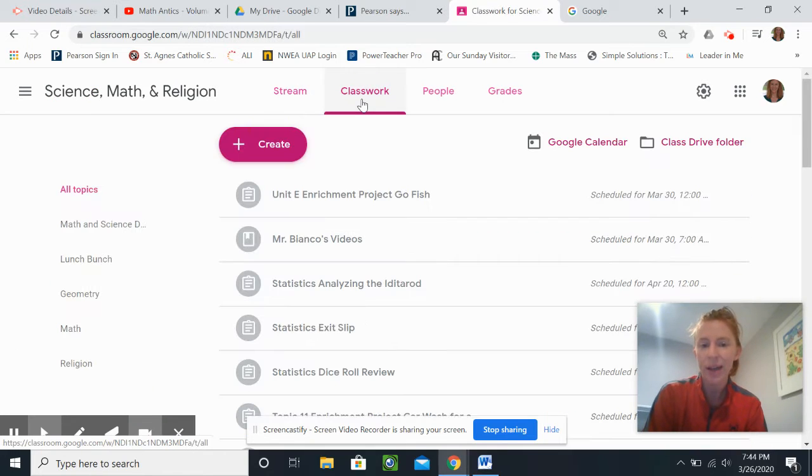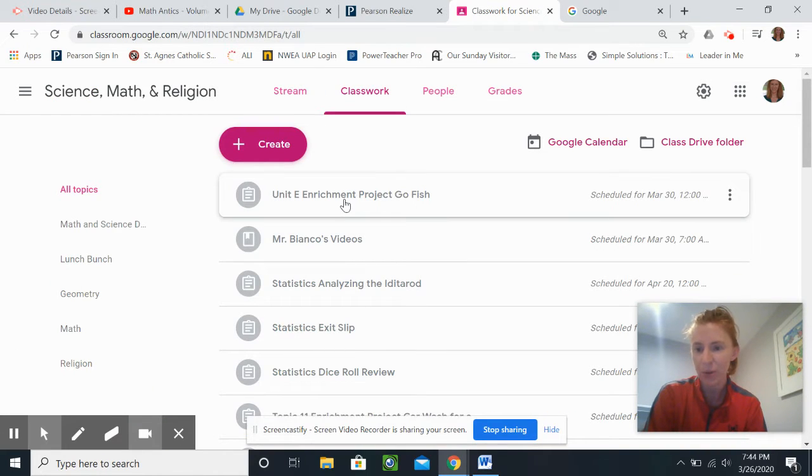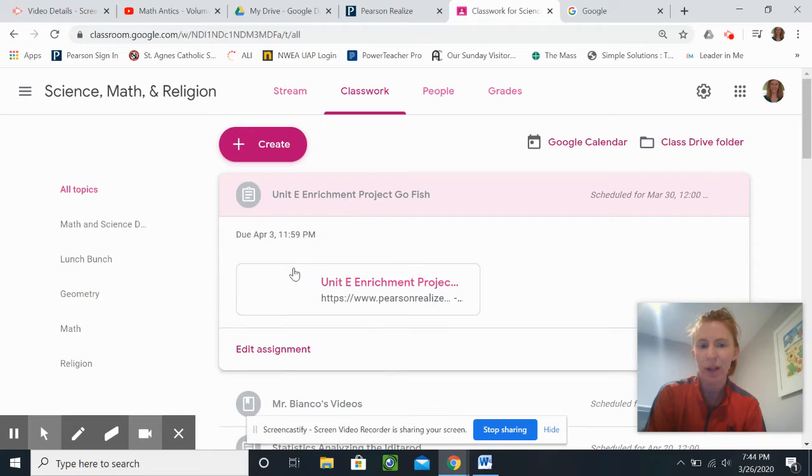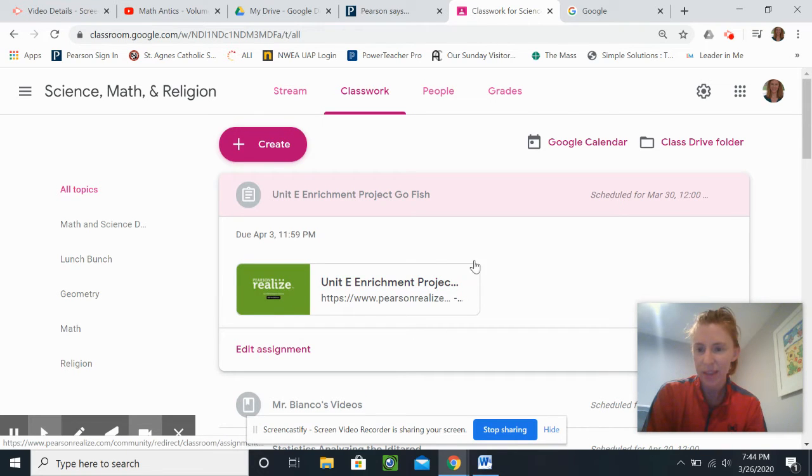You will see Classwork, and you will see the first assignment posted, scheduled for March 30th, which is today on Monday. It says Unit E Enrichment Project Go Fish. You're going to click on that. And then you'll click on this setting here, and it is a link to the Pearson Realize.